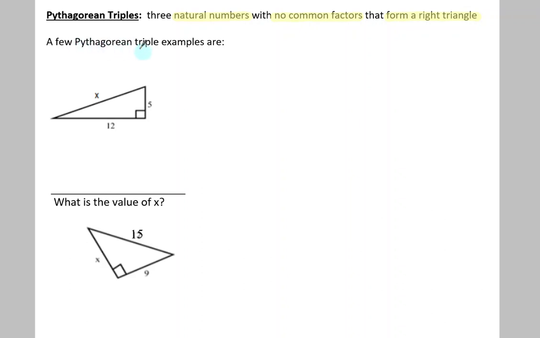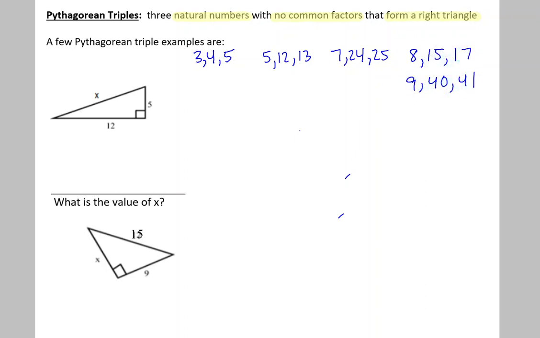A few Pythagorean triple examples are some of the most common: 3, 4, 5. If I plugged these three numbers into the Pythagorean theorem, they would work. 5, 12, 13; 7, 24, 25; 8, 15, 17; 9, 40, 41. There are lots and lots and lots. These are just some of the most common that we see.